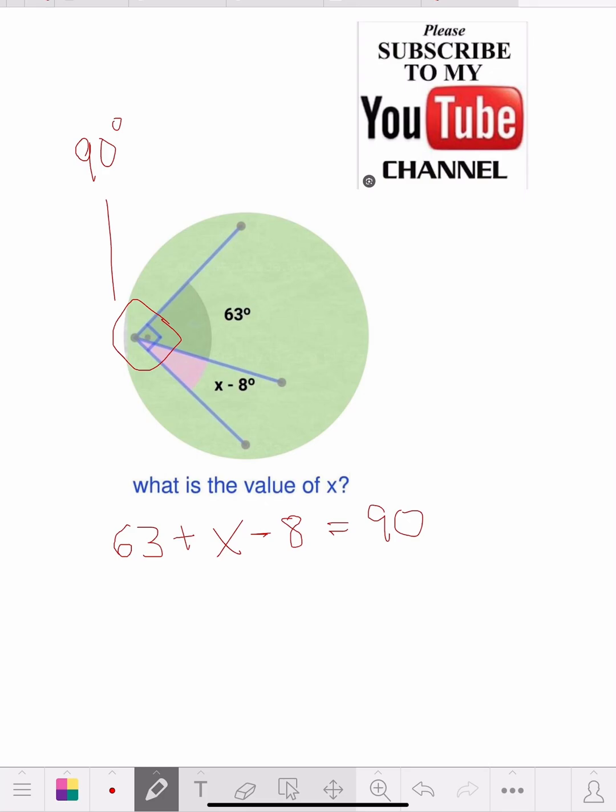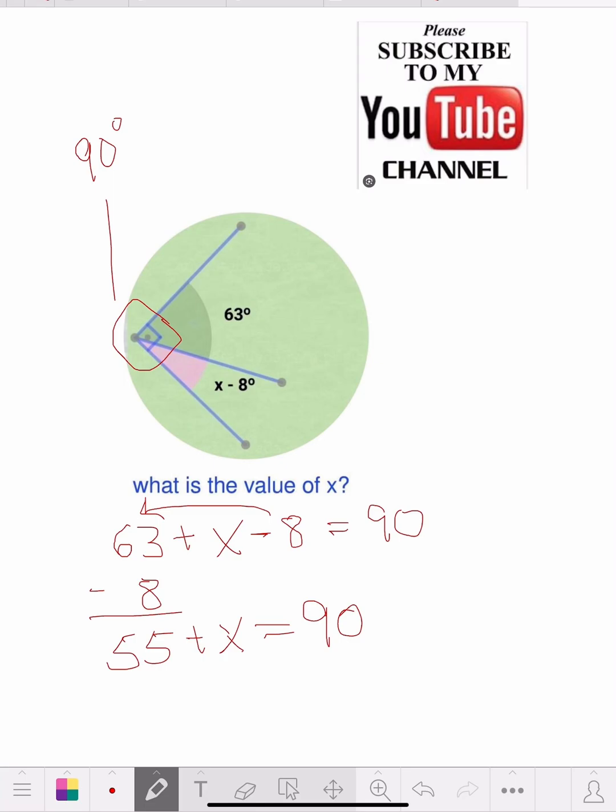So 63 minus 8 is 55, because I'm going to move this 8 over here. So minus 8, 55 plus x equals 90. Everybody understands what I did in the first one. I just combined the positive 63 and the negative 8 to get a positive 55.